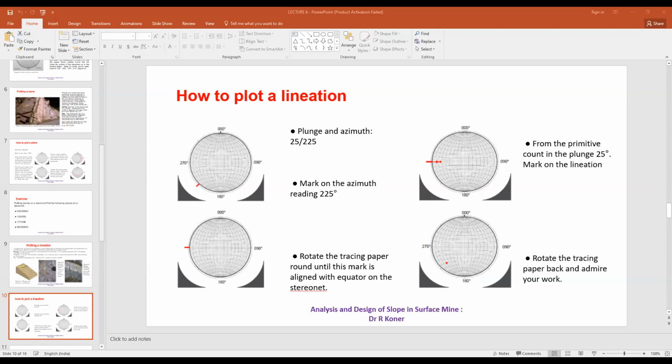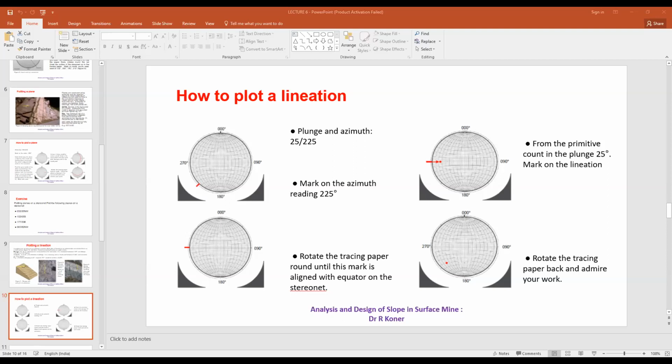Sir, I have a doubt. After marking the azimuth, in which direction will we rotate it so that it coincides with the equator, clockwise or anti-clockwise? It's a good question.